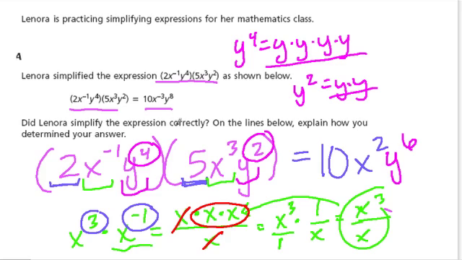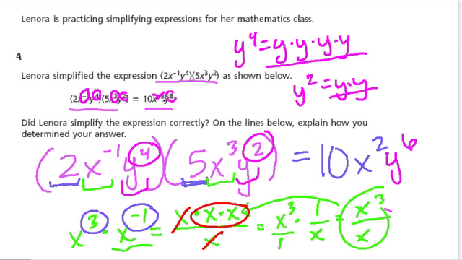Let's see what she got. She got 10, so did I. She got x to the negative 3. It looks like she multiplied the exponents because she's multiplying the terms. 3 times negative 1 is negative 3, so that's incorrect. And she multiplied the 4 and the 2 to get y to the 8th, and that's also incorrect.